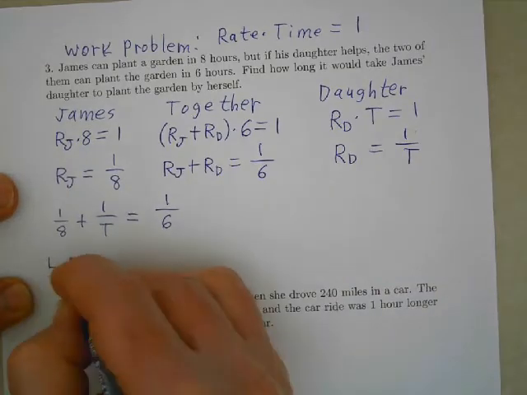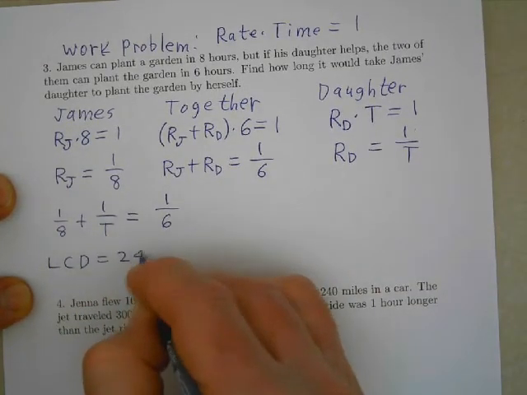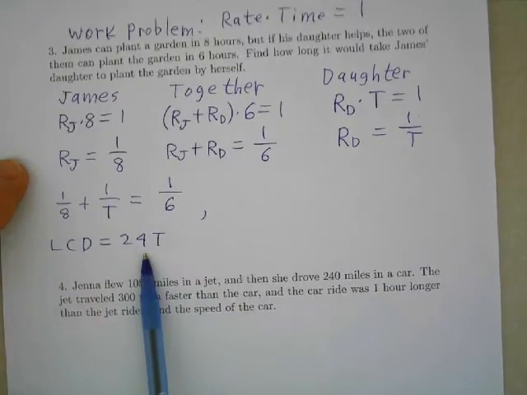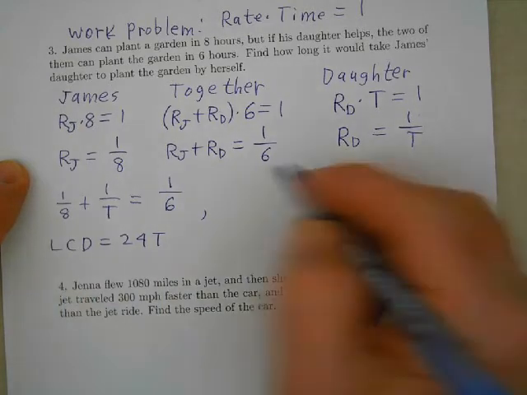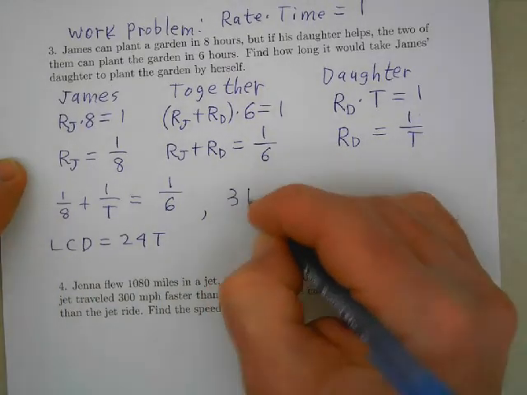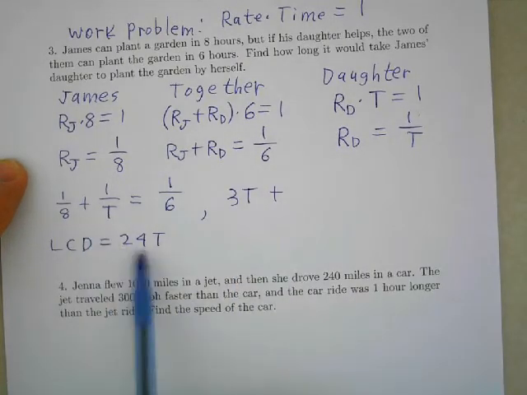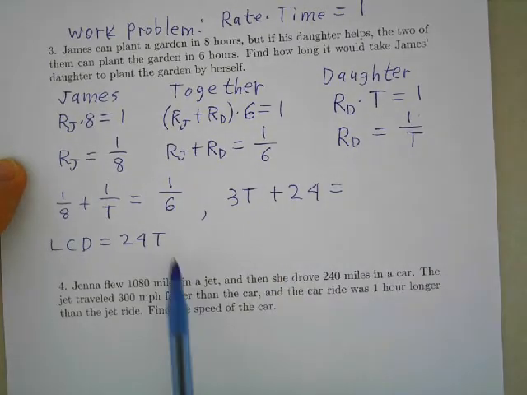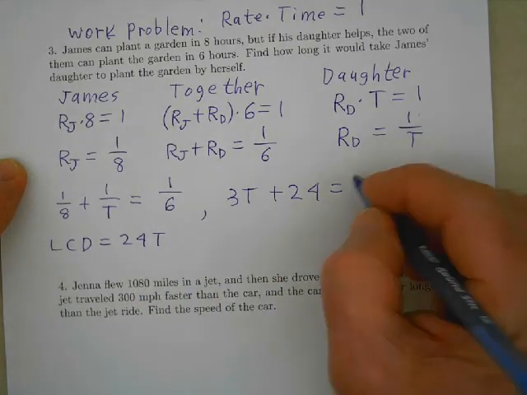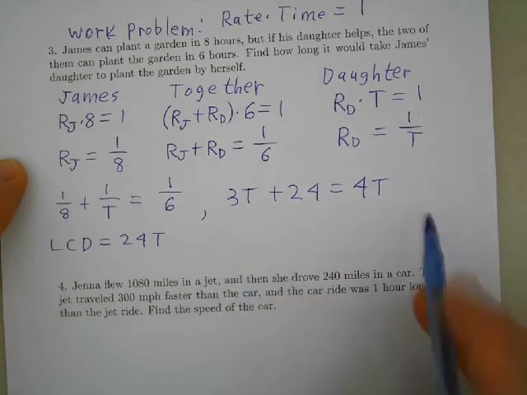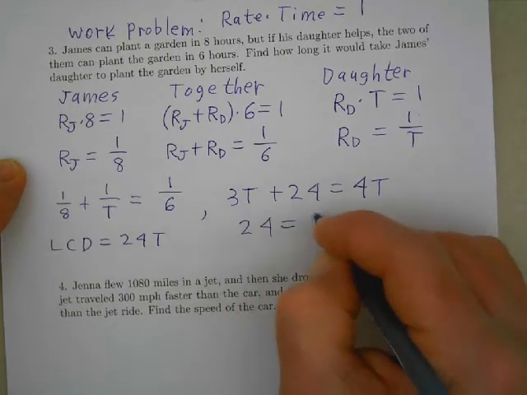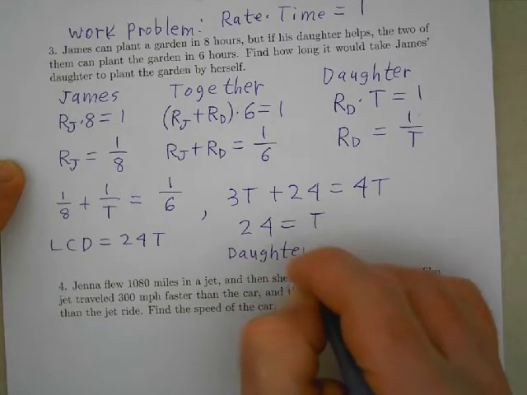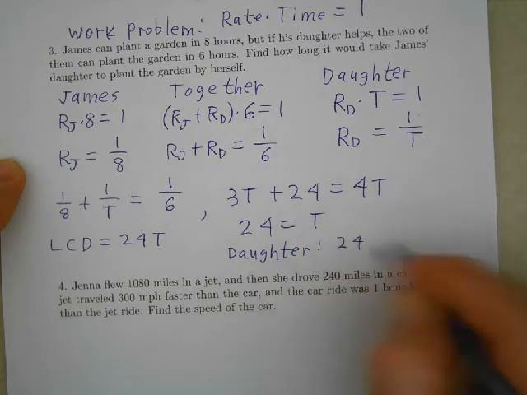The least common multiple of the denominators is 24t, so we'll multiply every term on both sides by 24t. 24t times 1/8 gives 3t. Then 1 over t times 24t, the t's cancel, and it's plus 24. On the right-hand side, 24t times 1/6 is 4t. Subtract 3t from both sides, and we get 24 equals t. So the daughter takes 24 hours to plant the garden by herself, 24 hours.